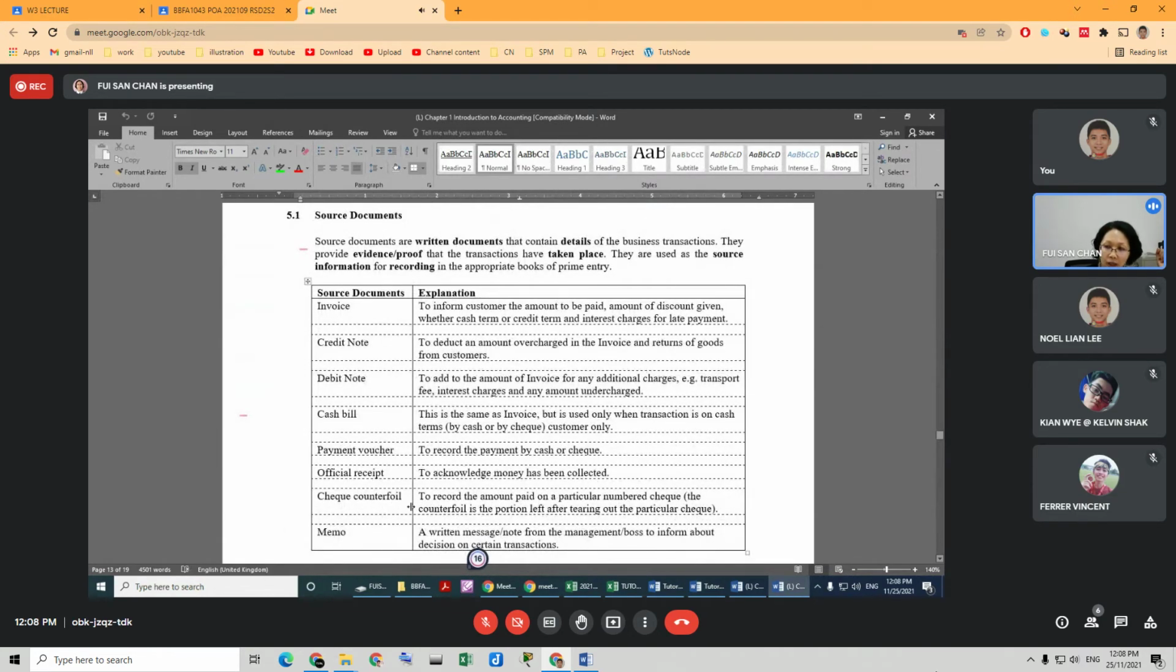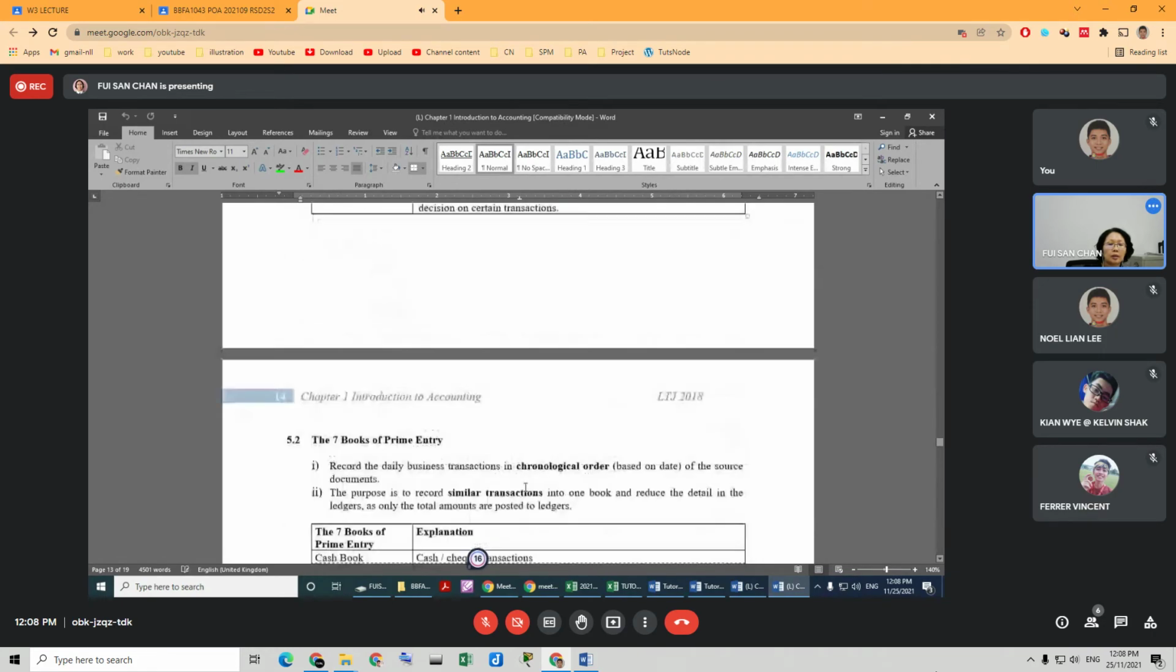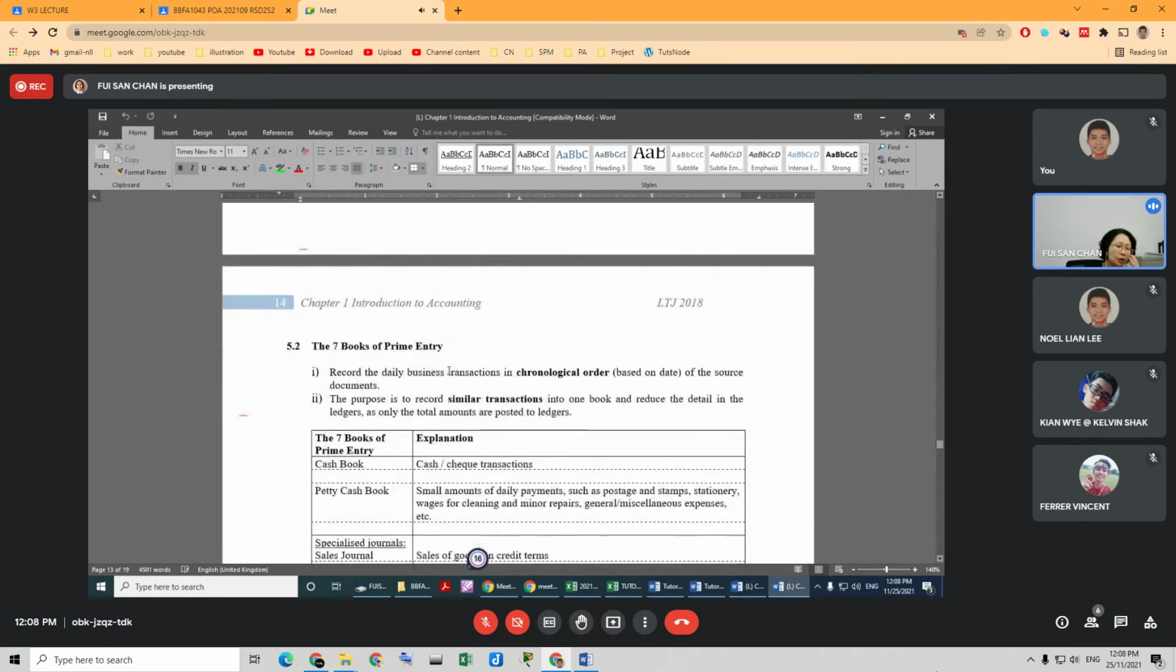Check counter form is when you issue a check, you write, right? And then there's a small part. The small part you record, when you issue to who, for what purpose. It's for your recording so that you can actually record into your 3-column cash book. And the memo. Okay, and the 7 books of original entry.